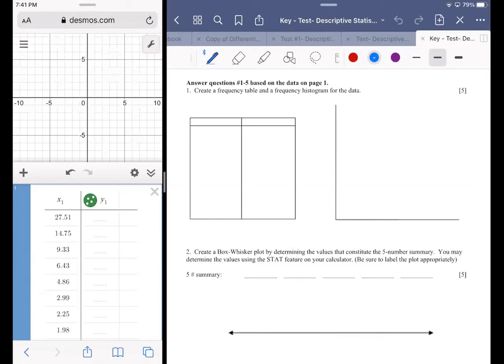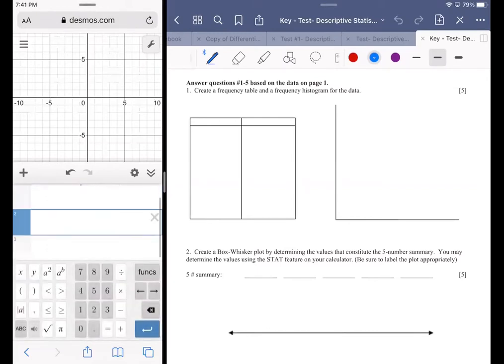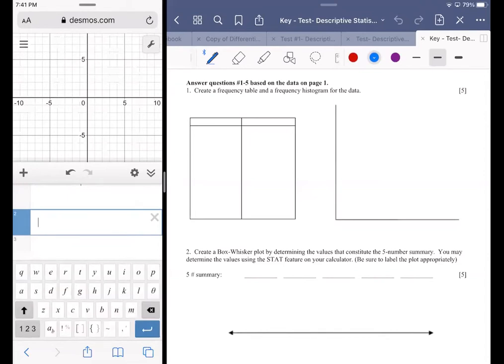So we have our information in X1. Wonderful. I want a histogram. We know there are a lot of functions stored in Desmos, and if we're in doubt, we type the name of the thing we're looking for, and if Desmos can do it, it'll tell us. So it's asking me to do a histogram. Let me type in histogram.